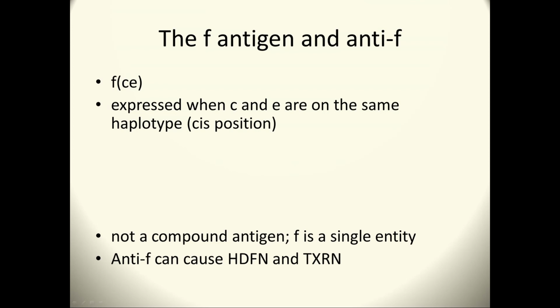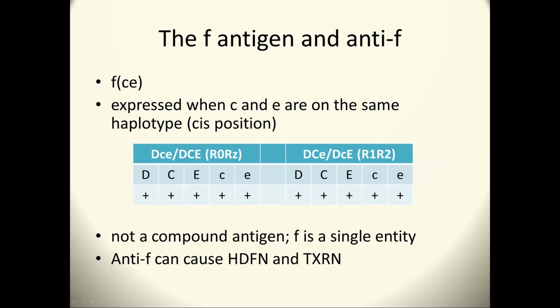Totally unrelated to the G antigen, the F antigen is present when little c and little e are on the same haplotype. In this example, both R0Rz and R1R2 would show the same serologic results when we perform Rh phenotyping. However, only the R0Rz example would react with an anti-F antibody because the little c and the little e are on the same haplotype for the R0Rz, where they're not on the R1R2 example. It's important to note that F is not a compound antigen. It's a single entity. And because anti-F can cause both HDFN and transfusion reactions, it is considered clinically significant.